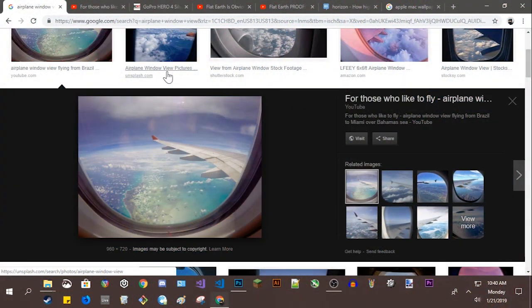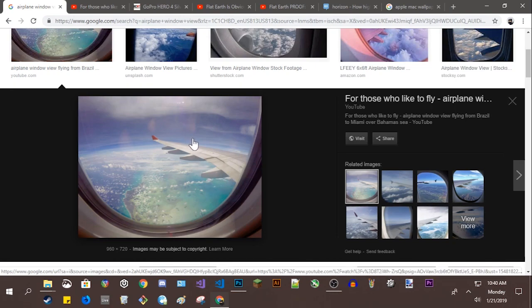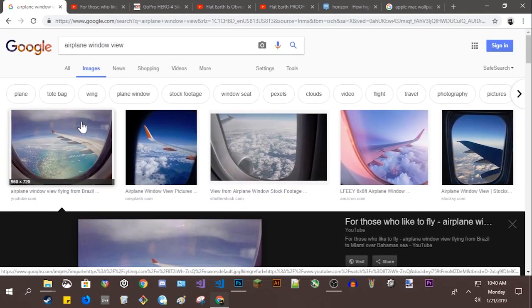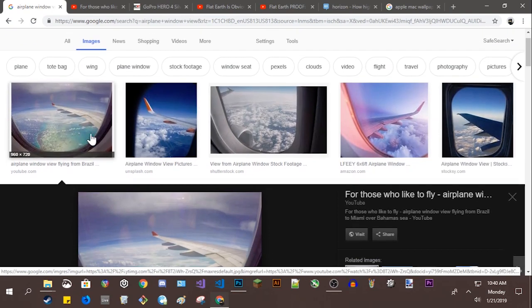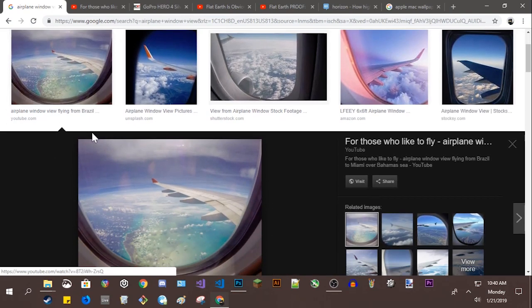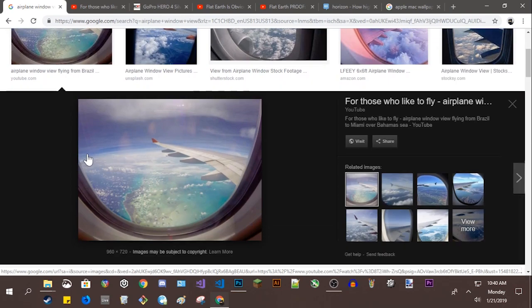So today we're going to be talking about airplanes and how they supposedly let you see the curvature of the Earth. Now, the round earthers will have you believe that you can actually see the Earth curving when you look out an airplane window, and they show you photos like this. They say, see, look at the curve of the Earth. And this is the first result for airplane window view that you get on Google Images. And yeah, it looks like there's some big curve going around the horizon.